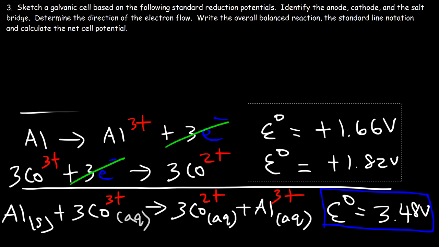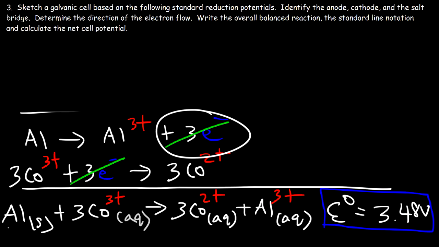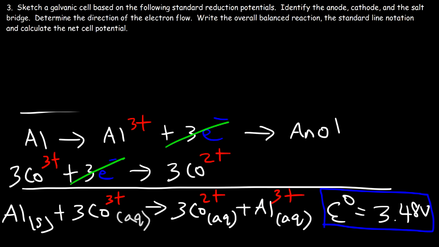Now we need to identify the anode and the cathode. So which half reaction is associated with the anode and which one is associated with the cathode? Well, anytime the electrons are on the right side, we know that that reaction is going to be associated with the anode. Anytime you have electrons on the right side, it's an oxidation half reaction.